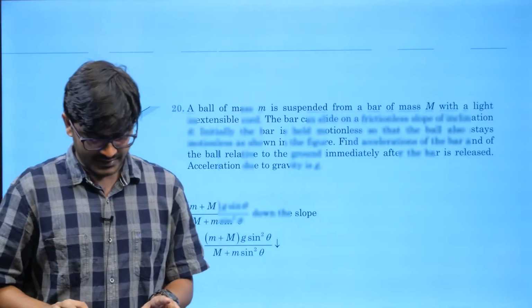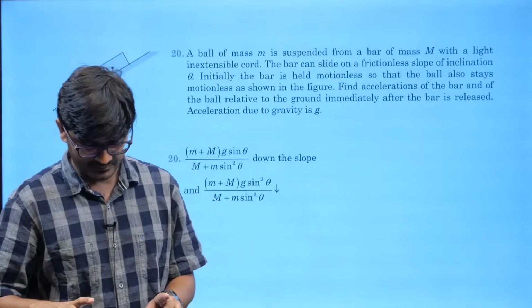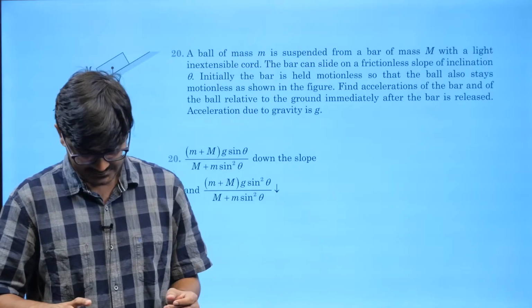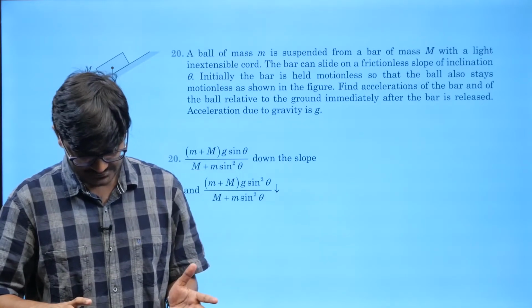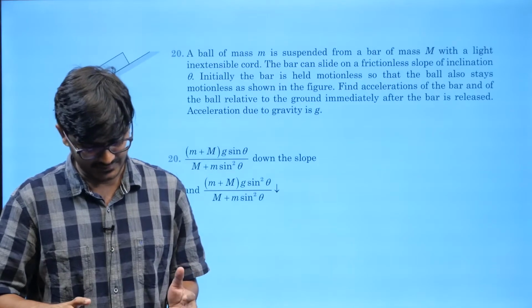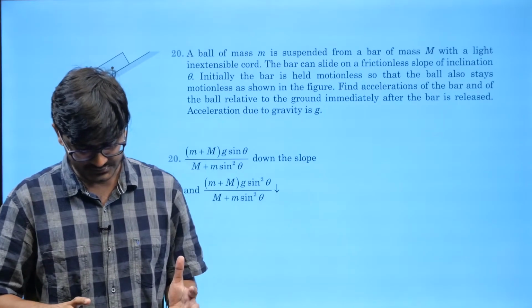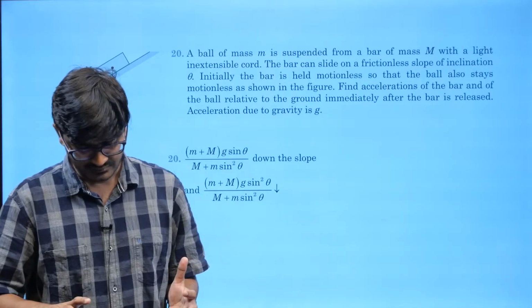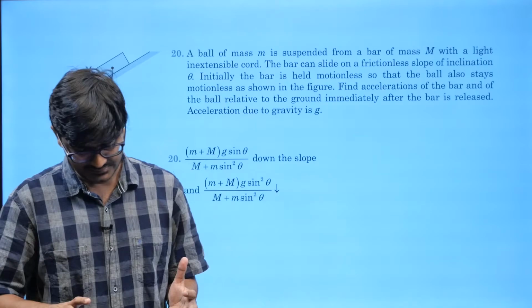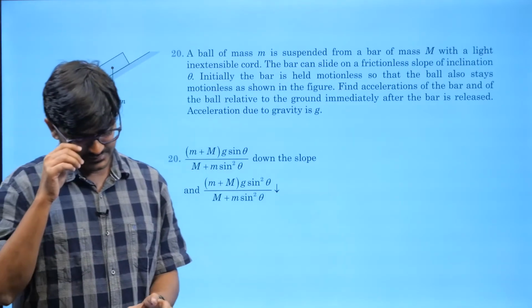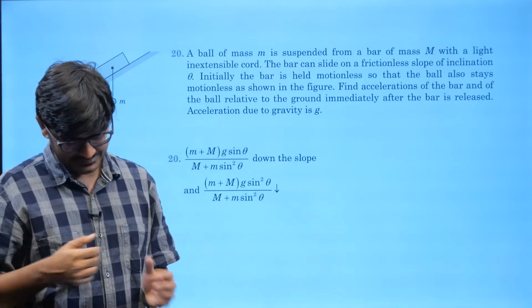Now the next question: a ball of mass m is suspended from a bar of mass m with a light inextensible cord. The bar can slide on a frictionless slope of inclination theta. Initially the bar is held motionless, so that the ball also stays motionless as shown in the figure. Find the acceleration of the bar relative to the ground immediately after the bar is released.